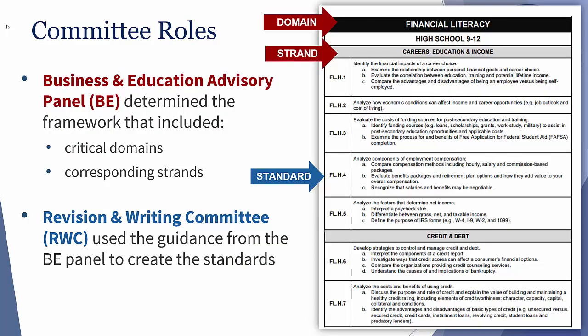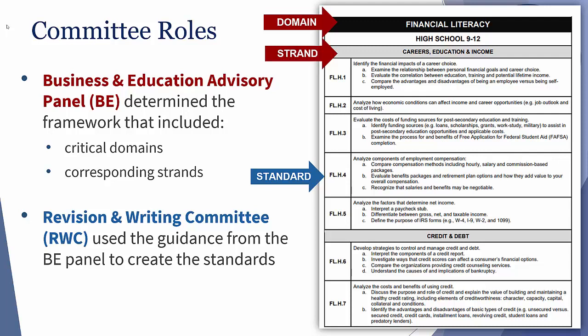You can see here, specifically to the financial literacy standards, what each group was responsible for. In red, you can see that the Business and Education Advisory Panel determined those critical domains. You can see here in the intermediate grades a clear picture of what those domains are: careers, education, and income; credit and debt; decision-making and money management; saving and investing; money and the economy; and insurance and risk management. So they determined those strands across all of the grade bands.